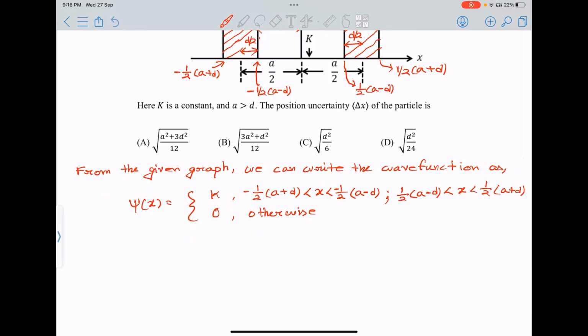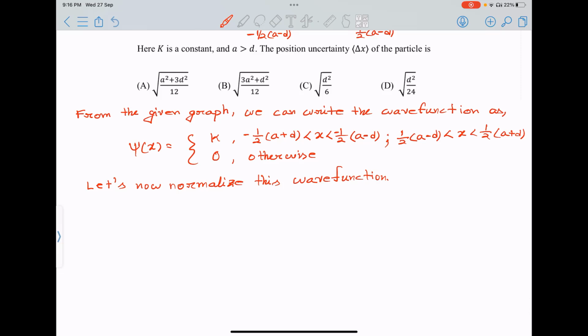Now this wave function should also be normalized, right? So let us now normalize this wave function. So the normalization condition is integration. Let me consider mod n as the normalization constant. So that should be the integral of mod psi square dx equals 1 over the whole range.